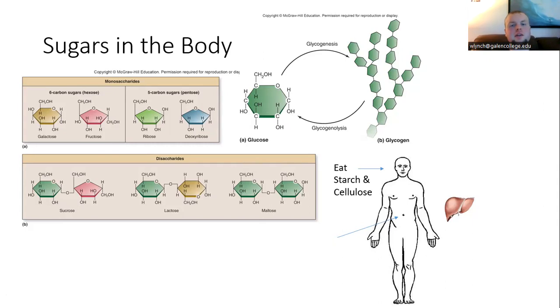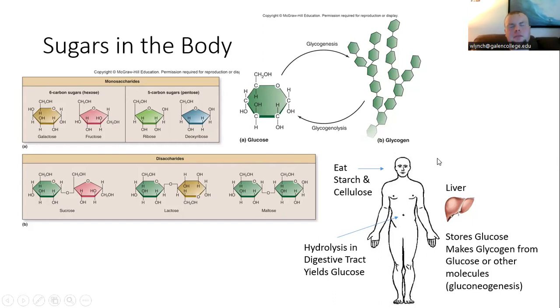So we eat sugars, we eat carbohydrates in the form of starch, cellulose, whatever else. Hydrolysis is going to yield glucose once we go out of the digestive tract. Then in the liver, we will decide what we're going to do with it. We're either going to store it by making more glycogen, or we are going to use it when we need energy for our cells to create metabolism.